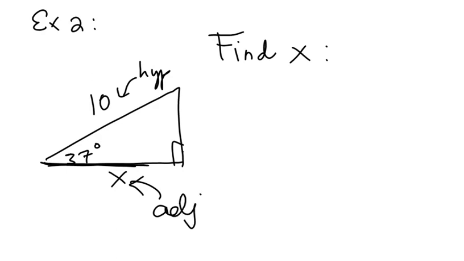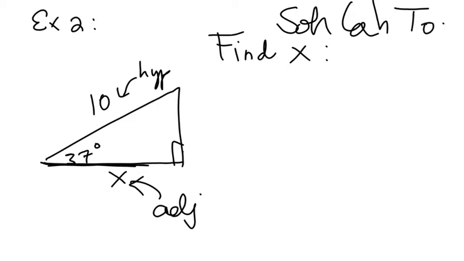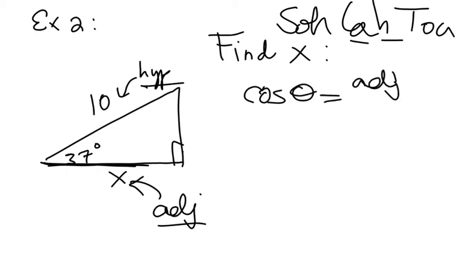If I want to find x, and I'm going to write Sohcahtoa up here, I have adjacent and hypotenuse. What that means is I am going to use cosine. So I have cosine theta equals adjacent over hypotenuse.